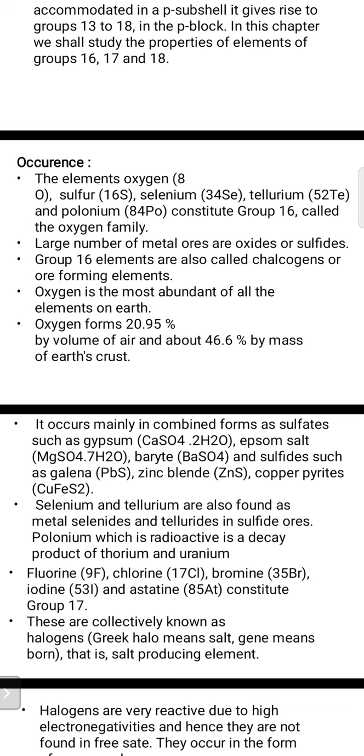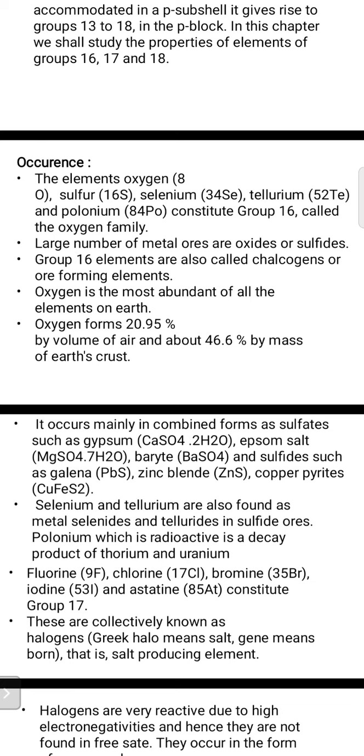That's why these are radioactive elements. So their decay products, polonium's decay product on radiation, are thorium and uranium. Remember this one: fluorine, atomic number 9; chlorine, atomic number 17; bromine, 35; iodine, 53; and astatine, 85.